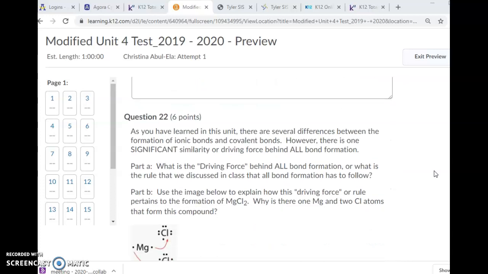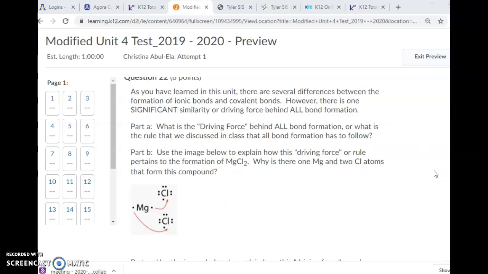And then finally, question 22. As you've learned in this unit, there are several differences between the formation of ionic bonds and covalent bonds. However, there is one significant similarity or driving force behind all bond formation. Part A, what is the driving force behind all bond formation, or what is the rule that we discussed in class that all bond formation has to follow? Part B, use the image below to explain how this driving force or rule pertains to the formation of magnesium chloride. Why is there 1 magnesium and 2 chlorine atoms that form this compound?